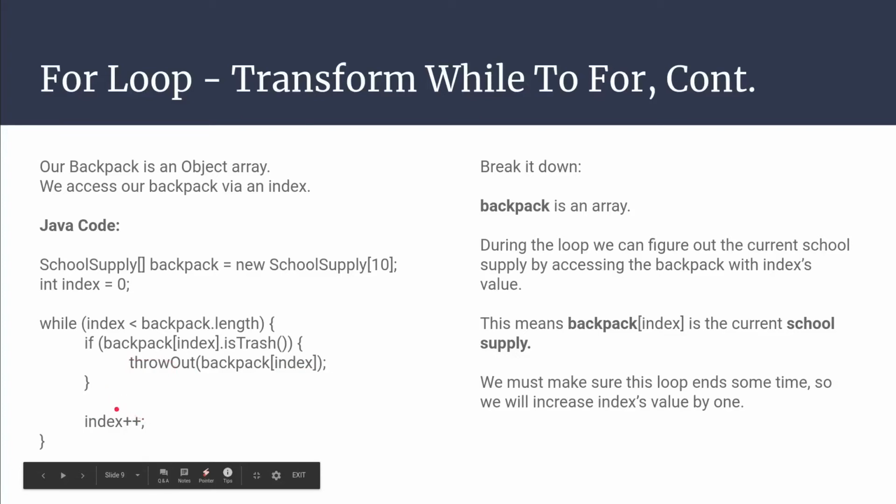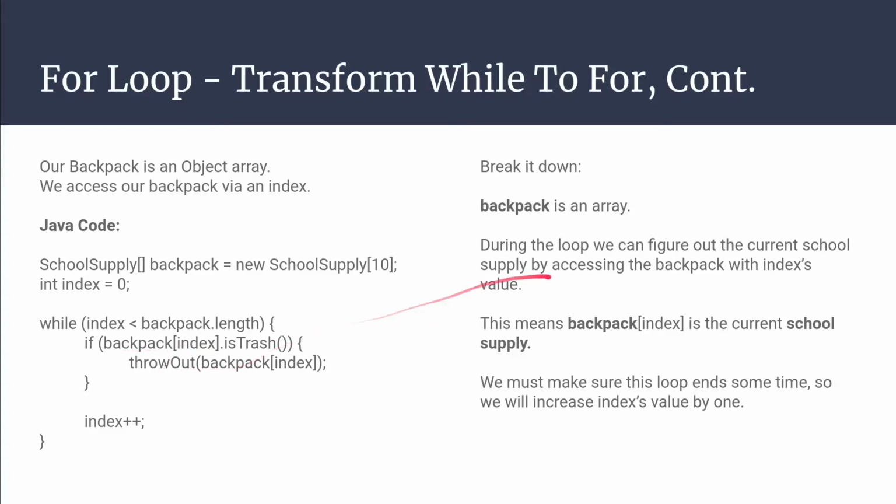This allows us to go through the backpack, and when we are finished with the backpack, this Boolean statement will then evaluate to false, and we will no longer run this while loop. If we break this down, the backpack is an array, as you can see here. And during the loop, we can figure out what the current school supply is and if it is trash. The way we do that is using this index here when we're accessing the backpack array.